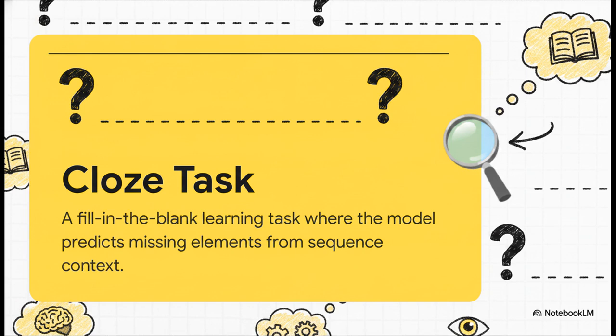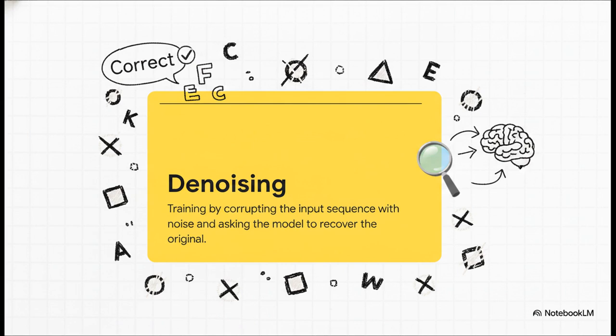surrounding context. Now, this falls under a broader machine learning category called denoising. Imagine deliberately messing up your training text, corrupting it with noise, by masking words, swapping them out, or just straight up deleting them. The AI's only job: fix the text. It has to recover the original input using absolutely nothing but context clues.